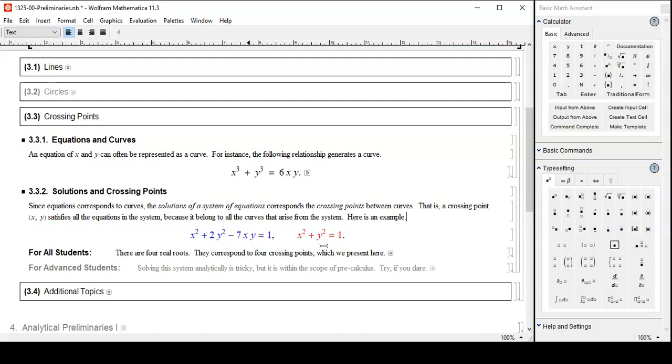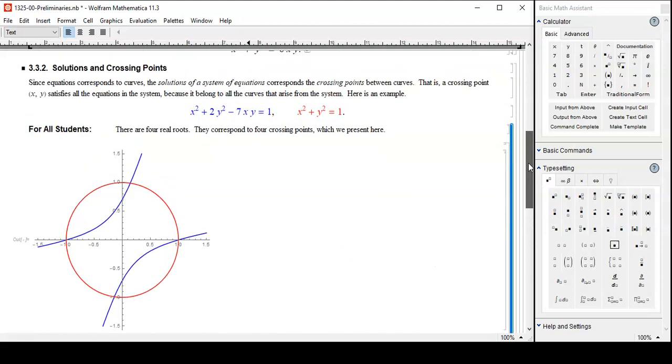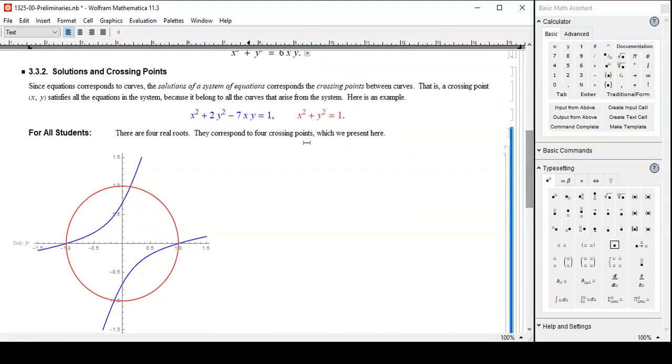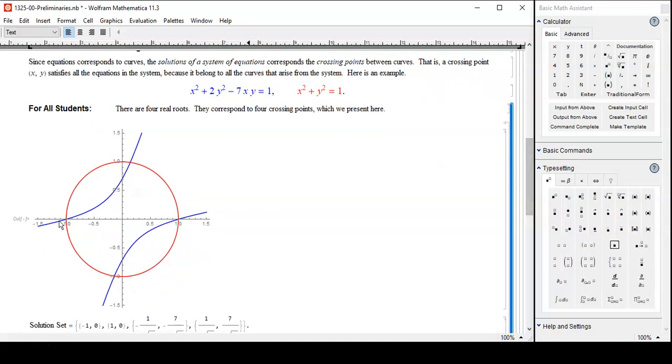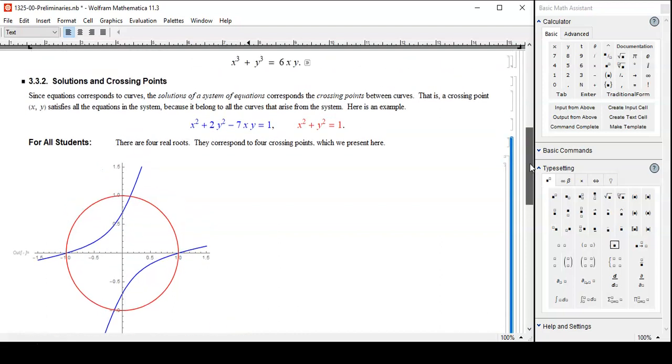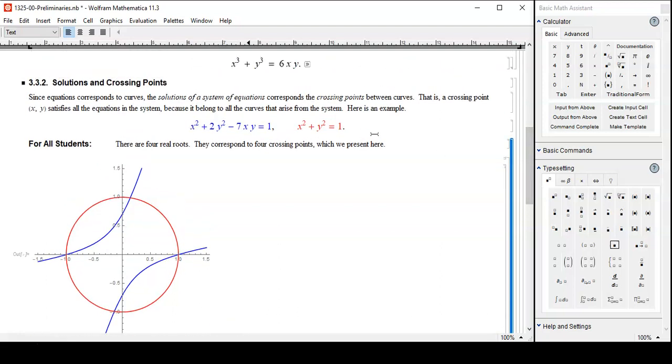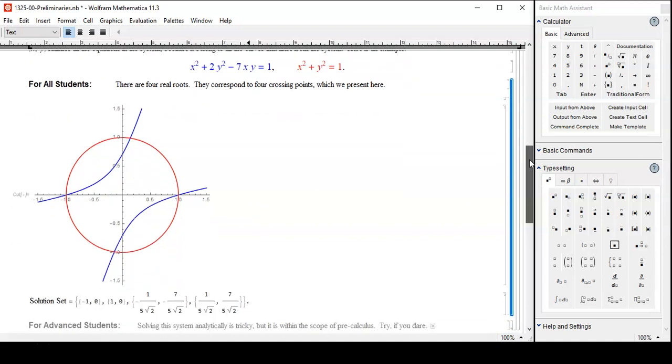So when both are true, they are crossing points. So this blue represents these blue curves. They're two curves. Red represents this curve, a circle. And as you can see, there are 4 crossing points. 1, 2, 3, 4. Do you see? So that means there are 4 solutions of this system of algebraic equations.